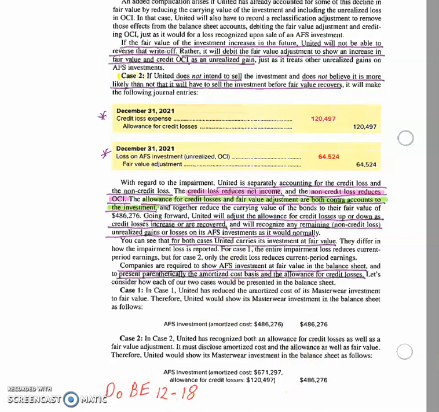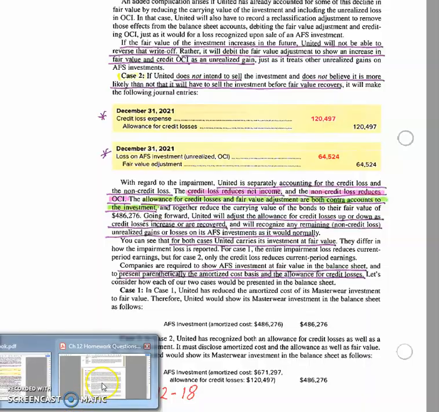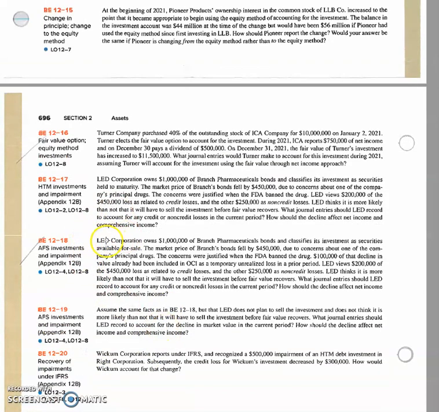So let me pull up that homework problem. And right here, LED Corporation owns $1 million of Branch Pharmaceutical bonds and classifies its investment as securities available for sale. Market price of Branch's bonds fell by $450,000 due to concerns about one of the company's principal drugs. The concerns were justified when the FDA banned the drug. $100,000 of that decline in value already had been included in other comprehensive income as a temporary unrealized loss in a prior period.